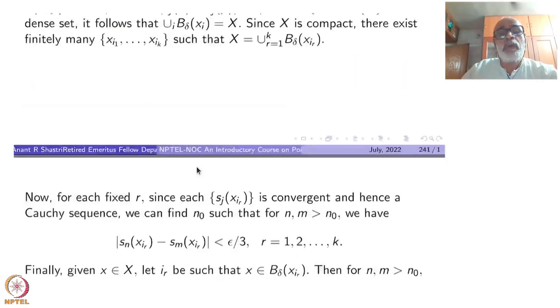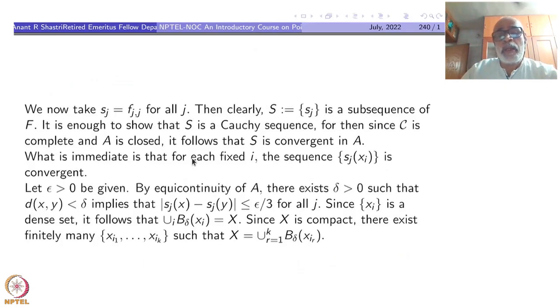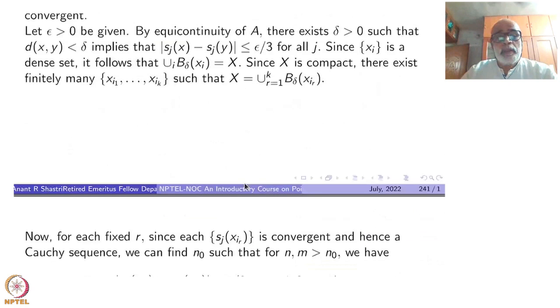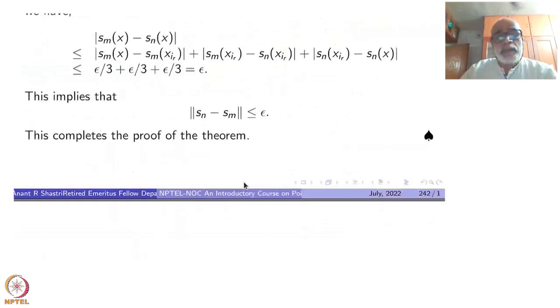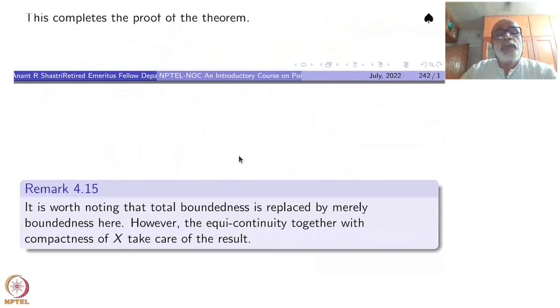So you see how equicontinuity has been used here. Okay, so here are a few remarks. The total boundedness is replaced by merely boundedness here. But what we have here, already under assumption, is that X is a compact metric space. That's how all these things work. However, the equicontinuity together with compactness is taking care of that.